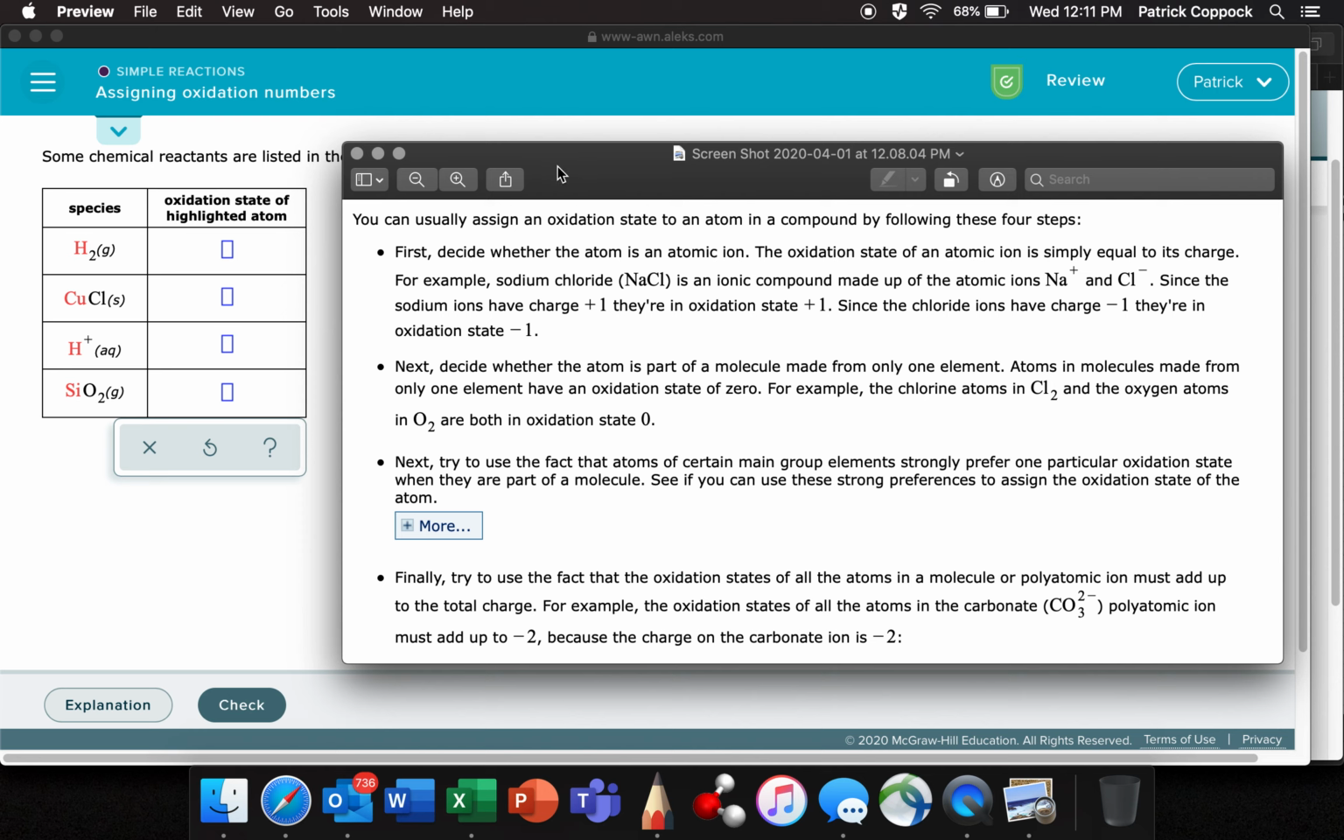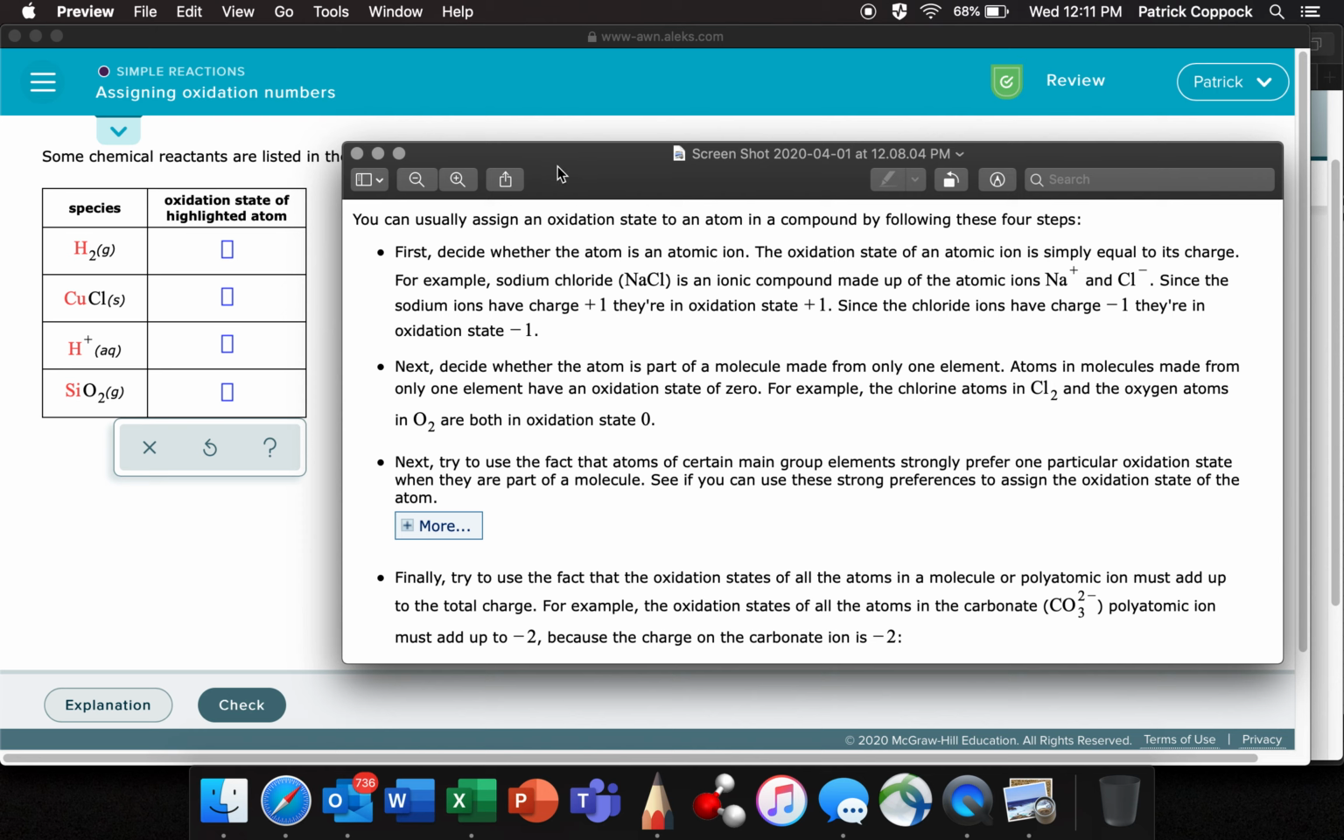So let's walk through these, and I will look at these one at a time. First, decide whether the atom is an atomic ion. Is this an atomic ion? No, it's not. It's not an ion. So rule number one doesn't help me here, okay? So we'll go to rule number two.